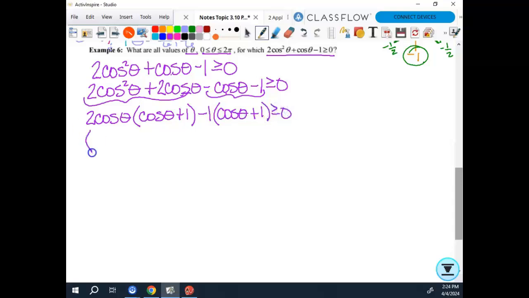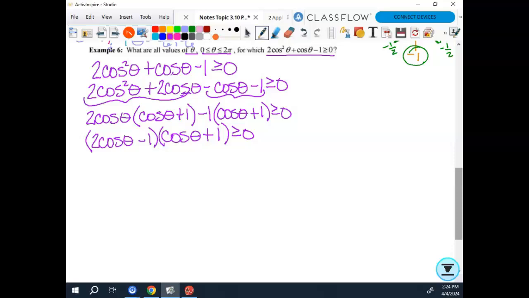All right, so then I have 2 cosine theta minus 1 times cosine theta plus 1 is greater than or equal to 0. It's just literally the exact same factoring as if it was 2x squared plus x minus 1. Exact same thing. It just looks weirder because you got cosines in there. That's it. Okay, we good?